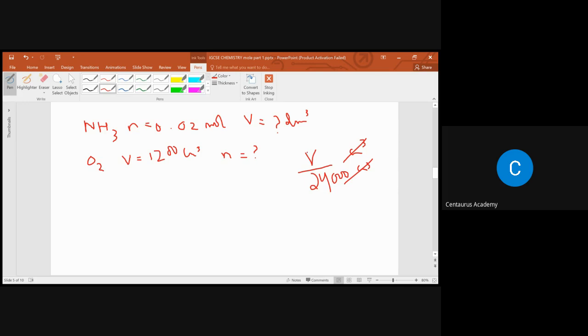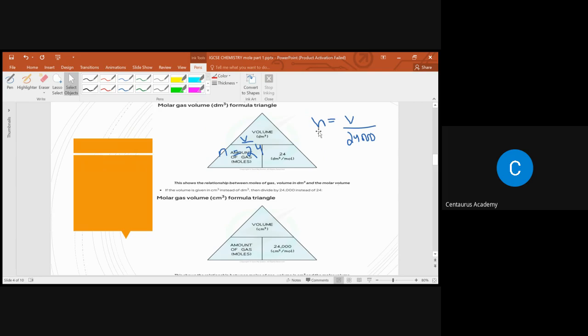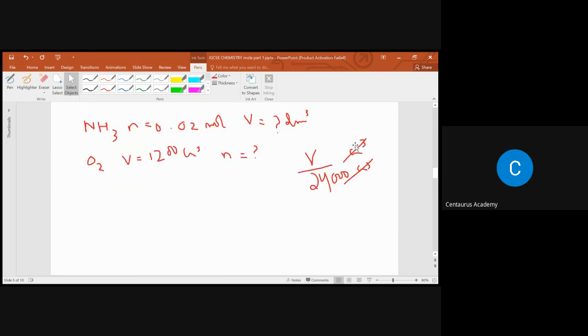Whatever the volume is given to you, that is 1200 centimeter cube, will be divided by 24,000. Look at this. Only the volume in centimeter cube will be divided by 24,000 to find the number of moles. Whatever the answer comes up is going to be your answer in moles. Clear? Is everyone else clear so far? Yes.